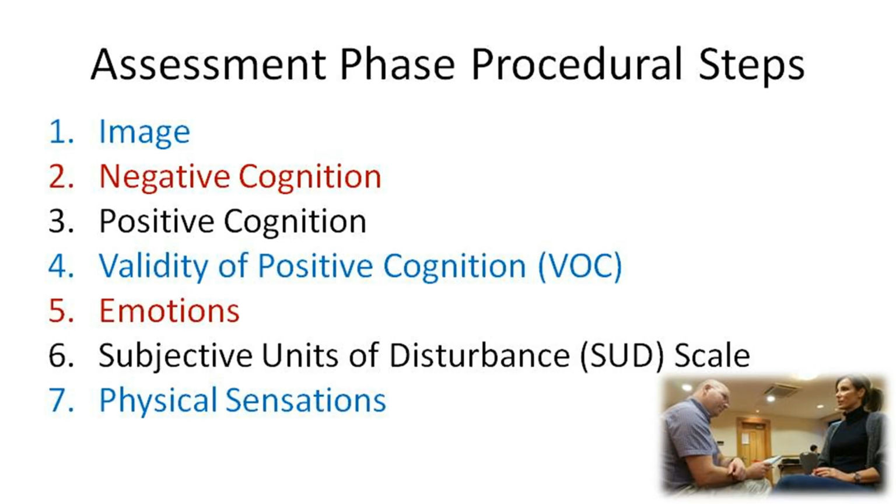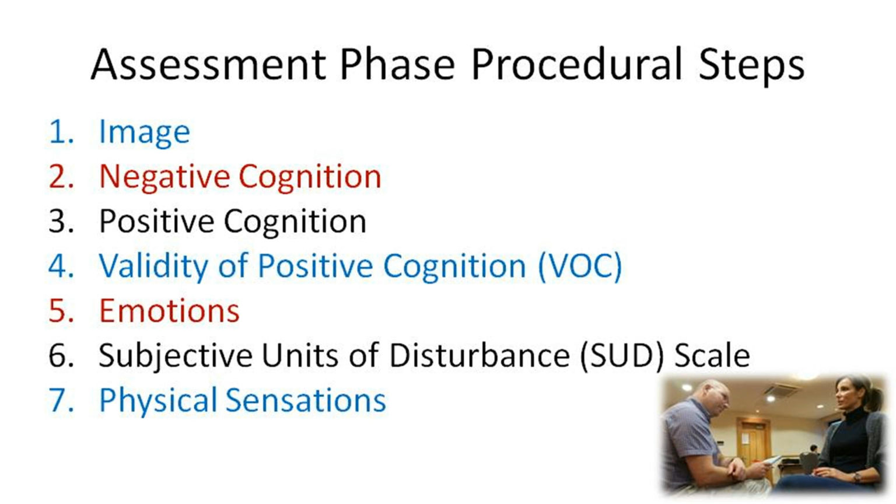The assessment phase has a number of procedural steps. Initially, we ask our client to bring up the picture that represents the experience for them. It may be the worst image, or it may be an image that represents the overall experience. We then obtain the negative cognition, that negative irrational self-belief that fits with the picture for the client. We help our client then identify a belief they would like to have about themselves, albeit it would not be particularly true in terms of their validity of cognition just now.